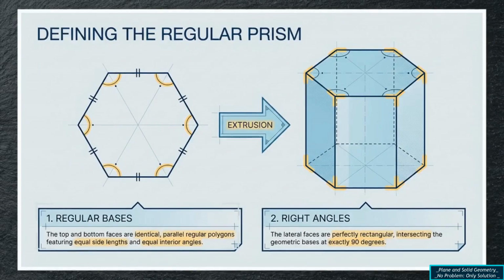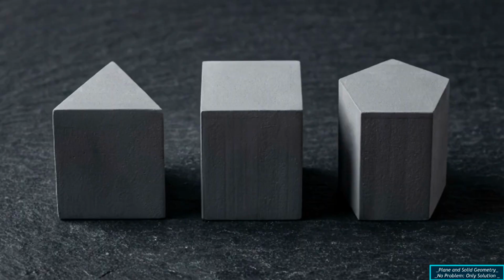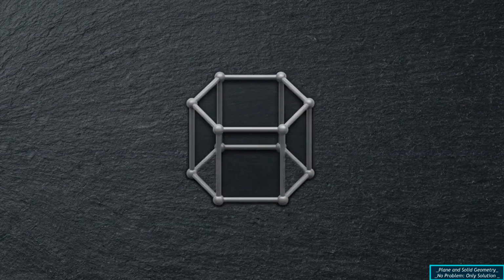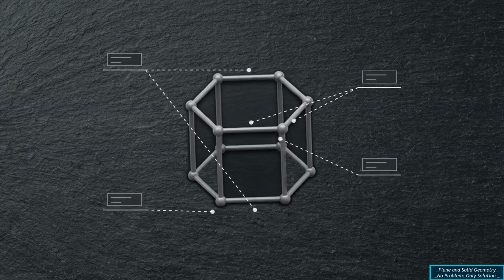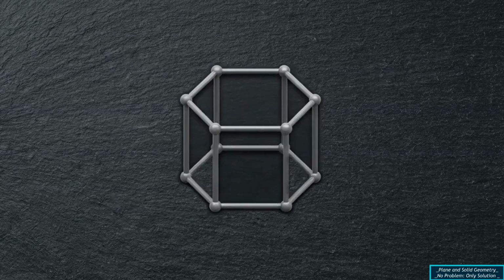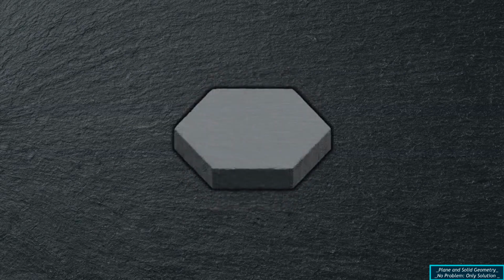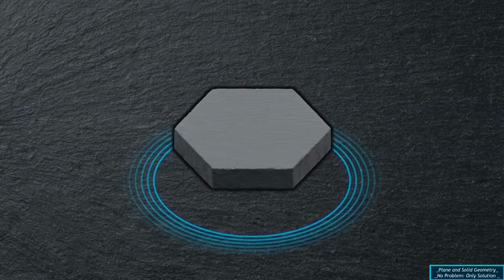It follows two rules. The bases must be identical regular polygons, and lateral faces must be rectangular, intersecting at exactly 90 degrees. Because these properties are consistent, we don't have to memorize unique formulas for every possible shape. We only need to understand the structural anatomy of this one universal system. To begin our calculations, we must first isolate the 2D footprint of the prism and focus exclusively on its base.